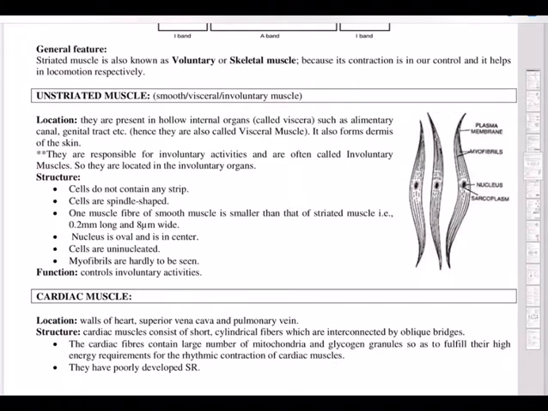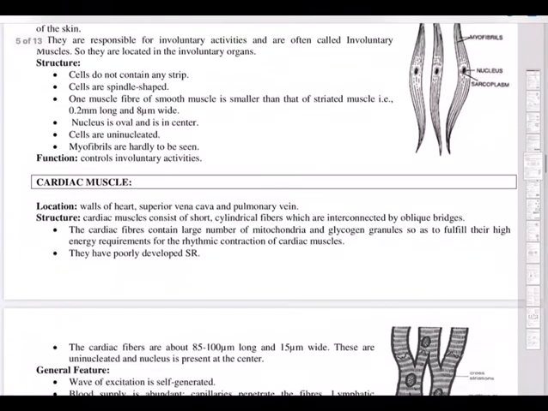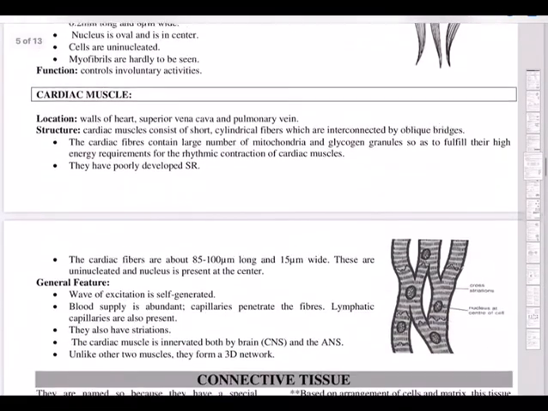The muscle fibers are non-striated, spindle shaped. Each fiber contains a single oval nucleus surrounded by sarcoplasm. In the cytoplasm, the myofibrils are arranged longitudinally. There is no sarcolemma. Okay, and now let's move to the third one, cardiac muscle.